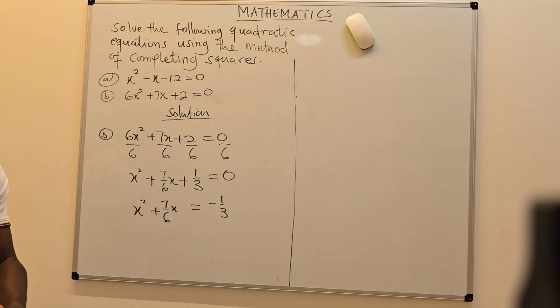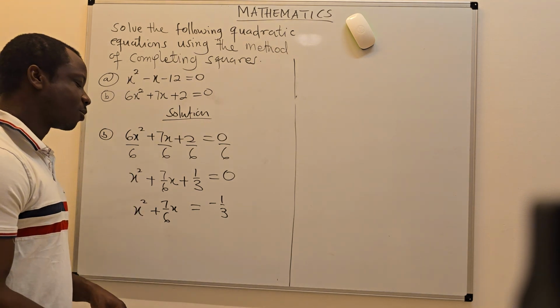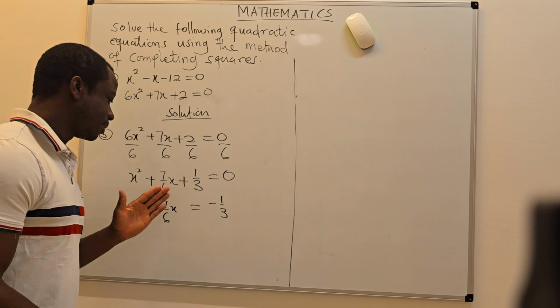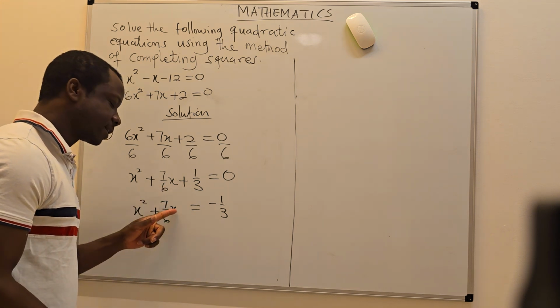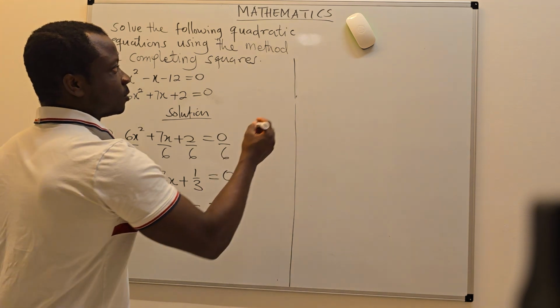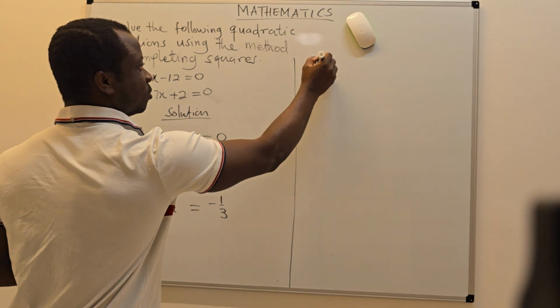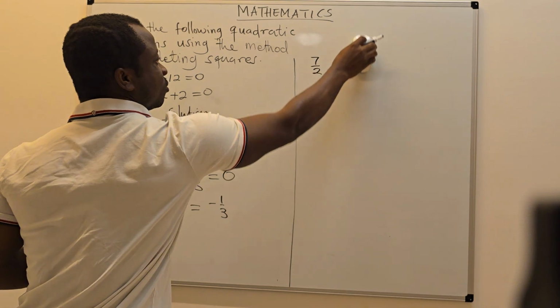Let's go and do our magic. So the magic is that we are going to consider the coefficient of x here, which is 7 over 6.